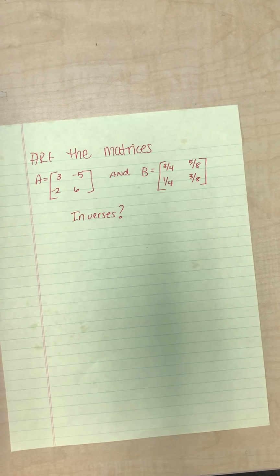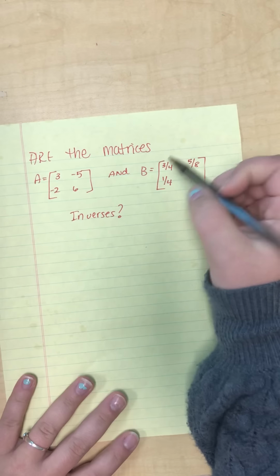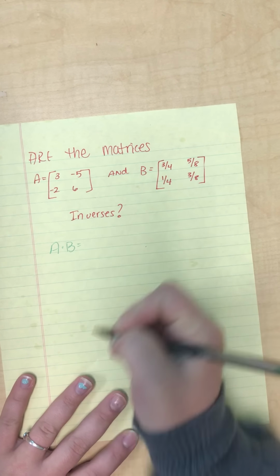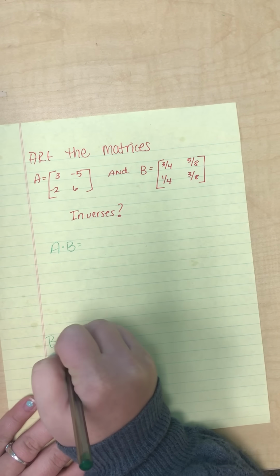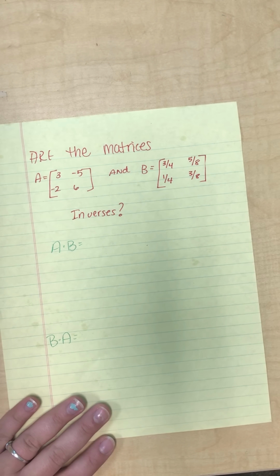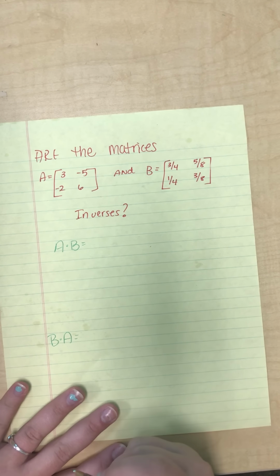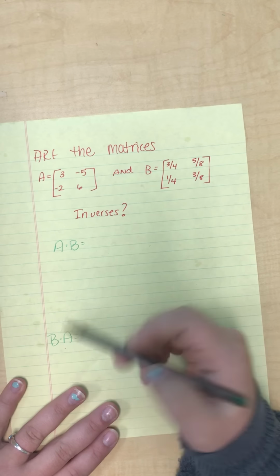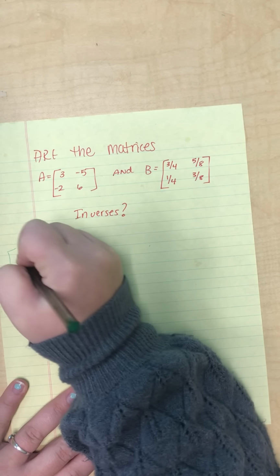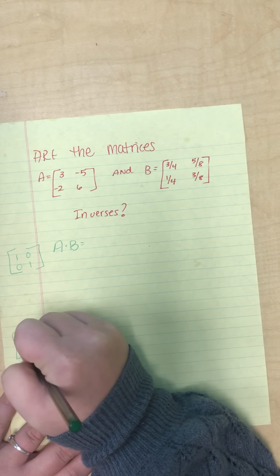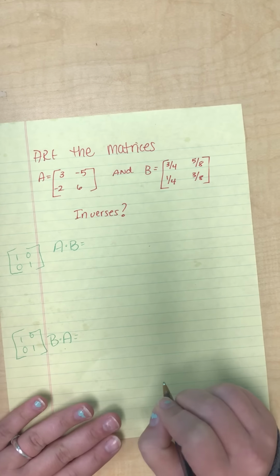To figure out if two matrices are inverses of each other, so we have two matrices A and B, like I was talking about before, we're going to figure out if they're inverses. To do that, I need to take A times B, and I'm going to take B times A. Multiplication in matrices is not commutative, meaning you can't always flip it around. When I do this, they both need to equal the identity matrix. If they both equal the identity, then they're inverses.